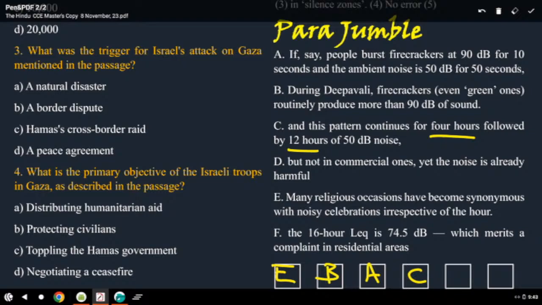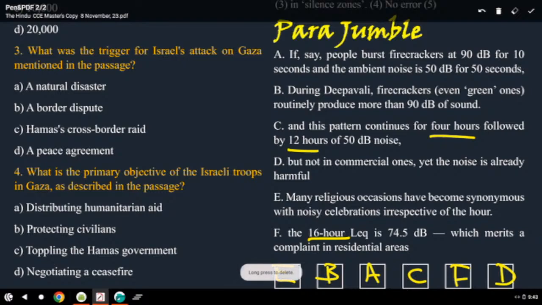You have to answer immediately. So where do you find 16 hours? So based on that, which two form a pair? C, F form a pair. And what are you left with? In residential areas, but not in commercial ones, yet the noise is already harmful. E, B, A, C, F, D. That is the correct order.